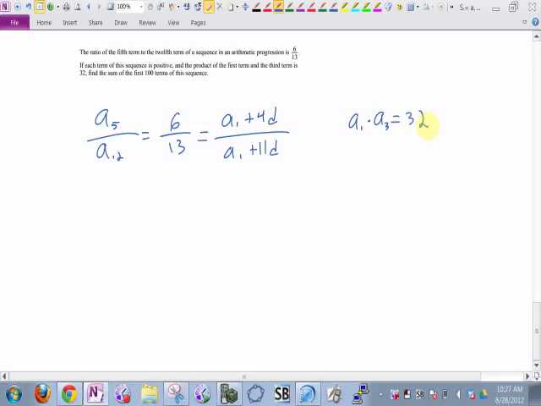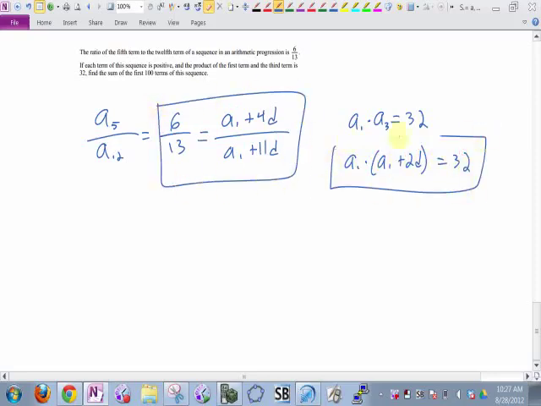Okay. So let's call this a sub 1 times a sub 1 plus 2d. Well, what do we got here? We got 2 equations with the same 2 unknowns. That's just a nice nonlinear system of equations. Right? Your unknowns are A1 and D.